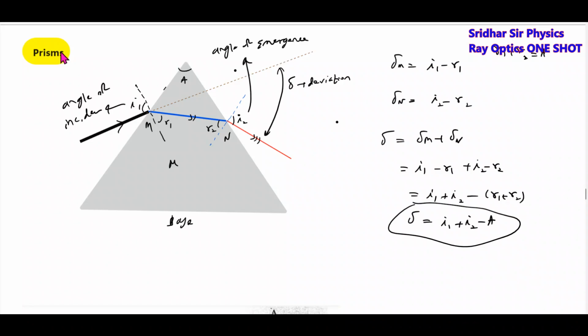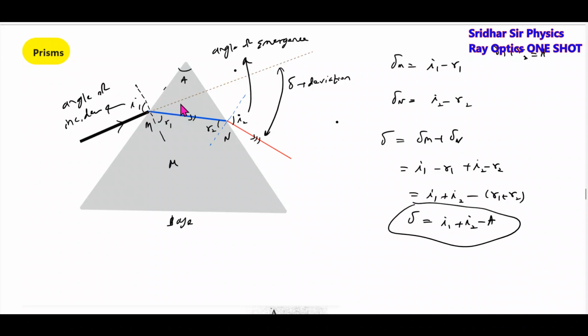Okay kids, now we have the next topic called prisms. Here there's a prism. This is called the angle of prism, and it has refracting surfaces. These are called refracting edges, and the angle between the refracting surfaces we call the angle of prism. This would be the normal to the surface. I'm drawing it. There's an incident ray, where I1 is the angle of incidence. At M it will undergo refraction.